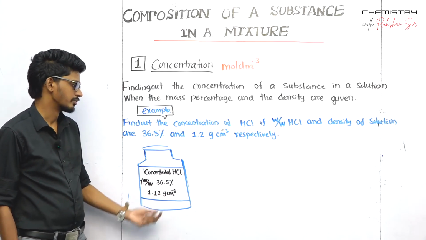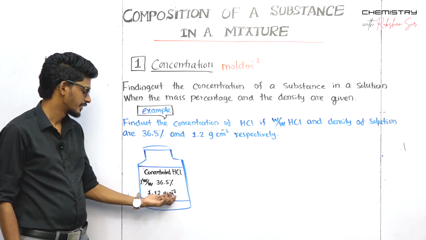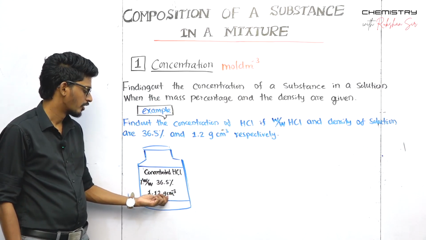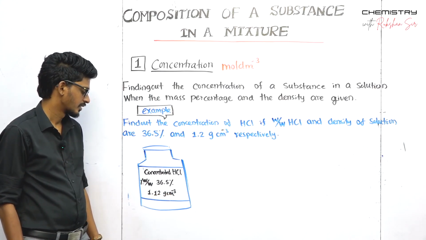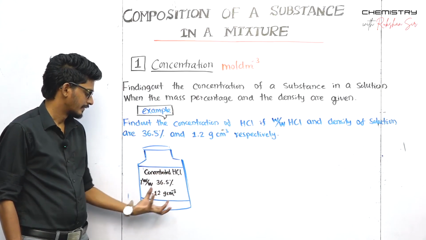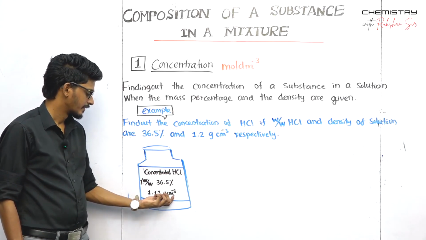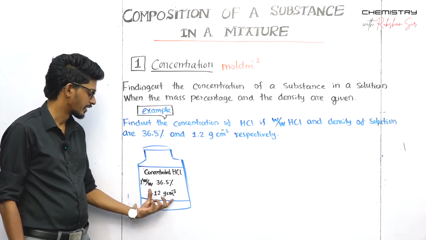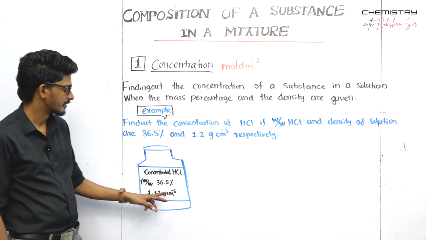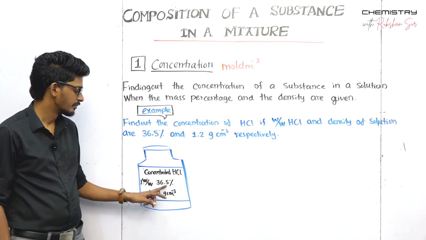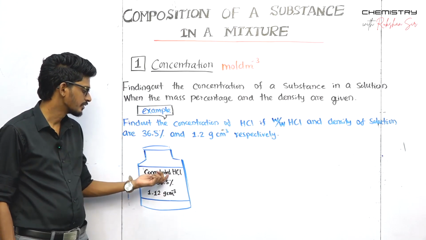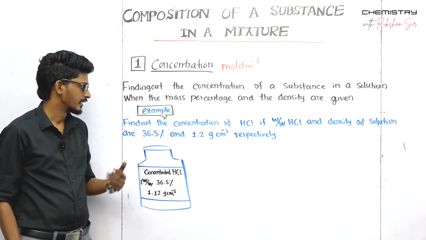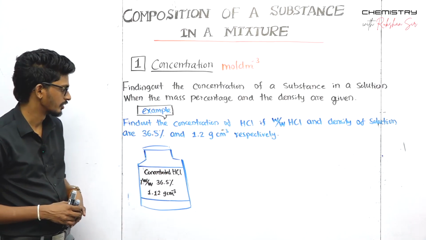The density of the solution is actually the mass in grams of 1 cubic centimeter of the solution. So 1 cubic centimeter of solution weighs 1.12 grams. That is what this means. So the density and the mass percentage are given for the concentrated HCl, and they are asking for the concentration in mole dm minus 3 terms, right? So let's try to solve this one.